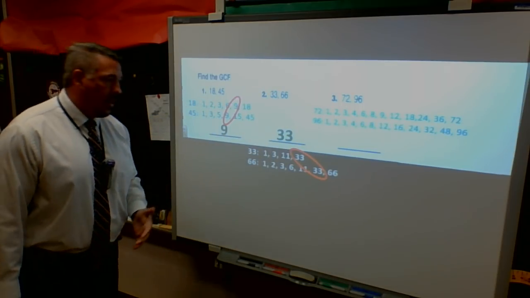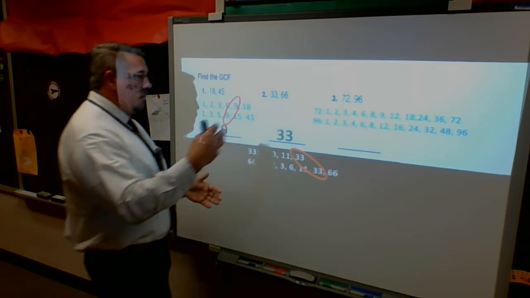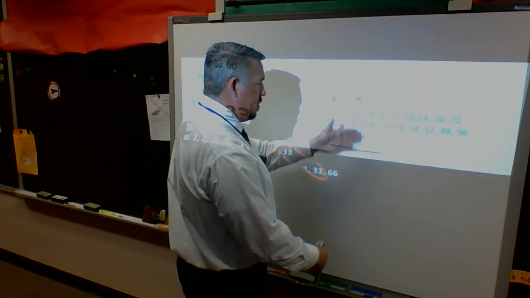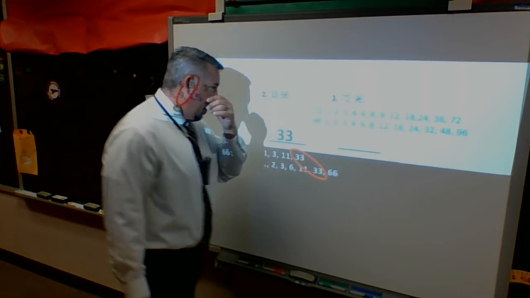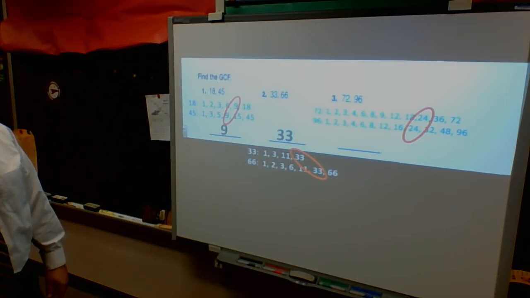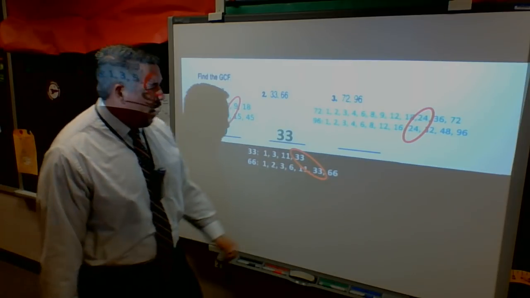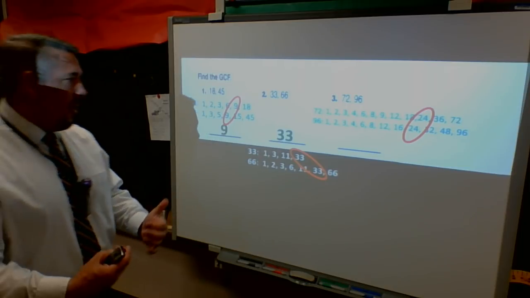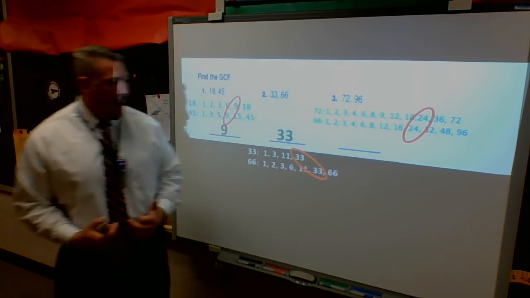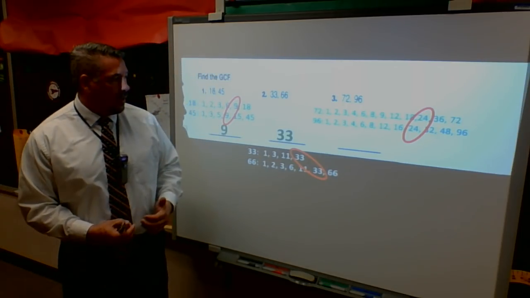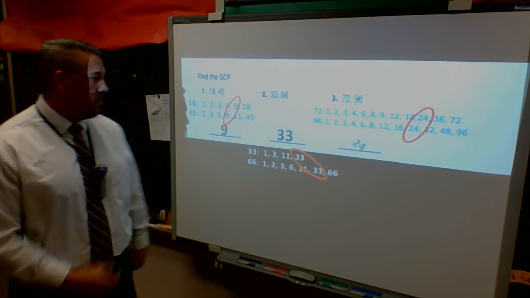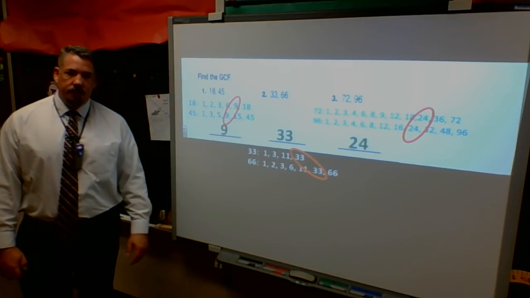I do the same thing with 96: 1, 96, 2, 48, 4, 32, 6 and 24, 8 and 16. My greatest common factor then is 24. I find my factors of each of them. The largest one that they both have is going to be my greatest common factor. I write it on the line.